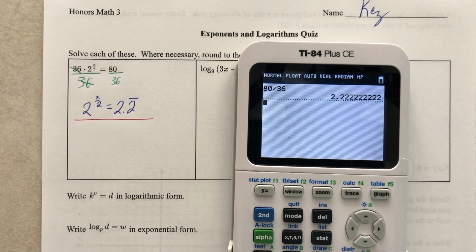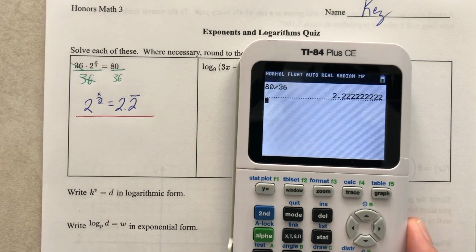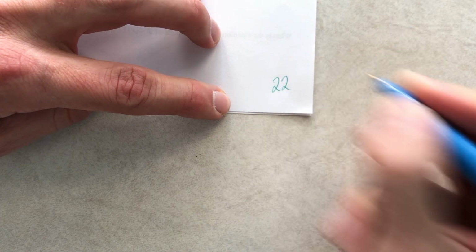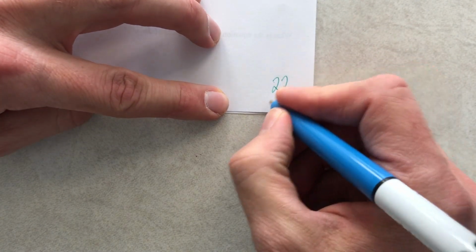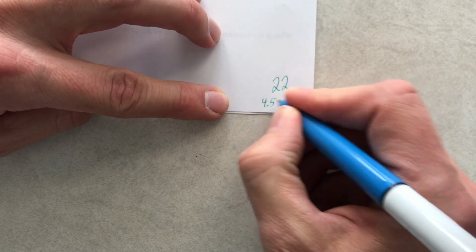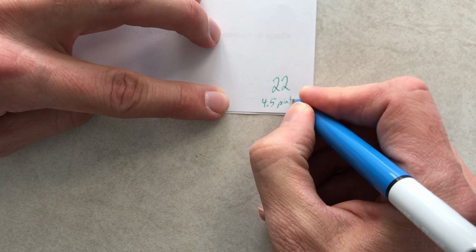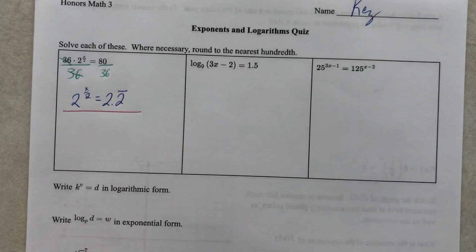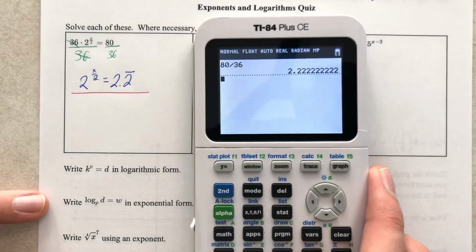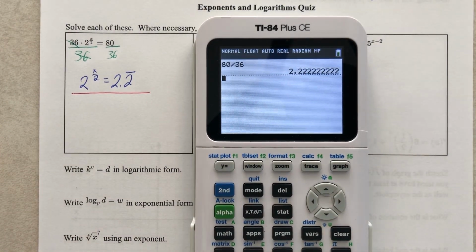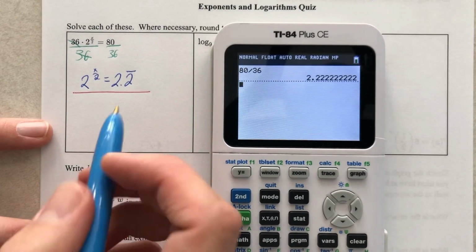Everything I was looking for was worth 4.5 points. The end of the whole thing, I'll go ahead and tell you now, there were 22 things I was looking for, and they were worth 4.5 points a piece, okay? Just saying. So this is worth 4.5 points. If we can go from here, we'll get the other 4.5 points for this problem. So there were 2 things on this I was looking for.